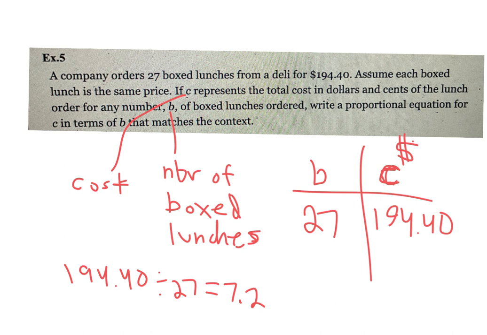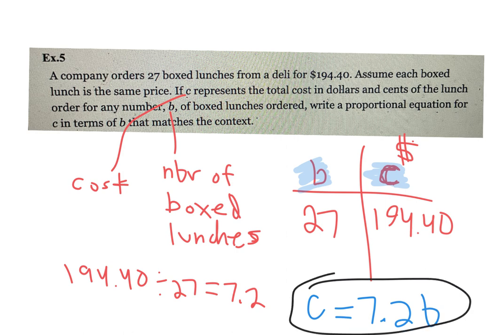Now, to write an equation, we're going to use the same format as we always do. The variable on the right side goes by itself. So let's highlight that. Variable on the right side, we're going to put this by itself. So C equals 7.2, the constant of proportionality, COP goes next. And the variable on the left side is going to go with the COP. And that's the equation we're looking for.